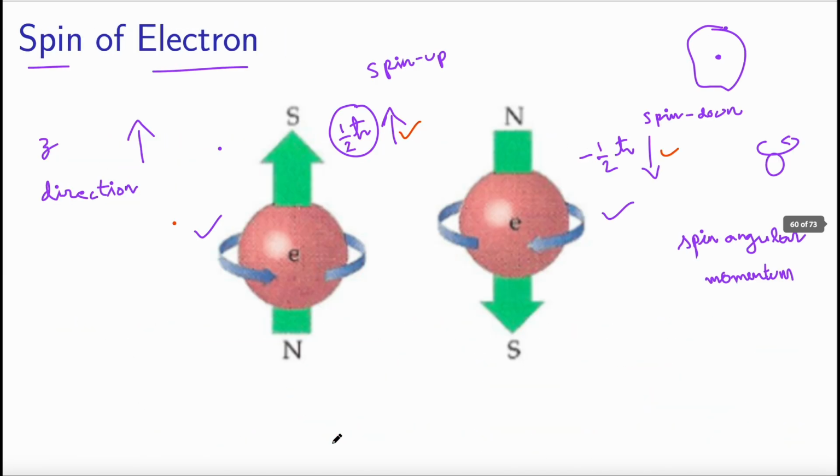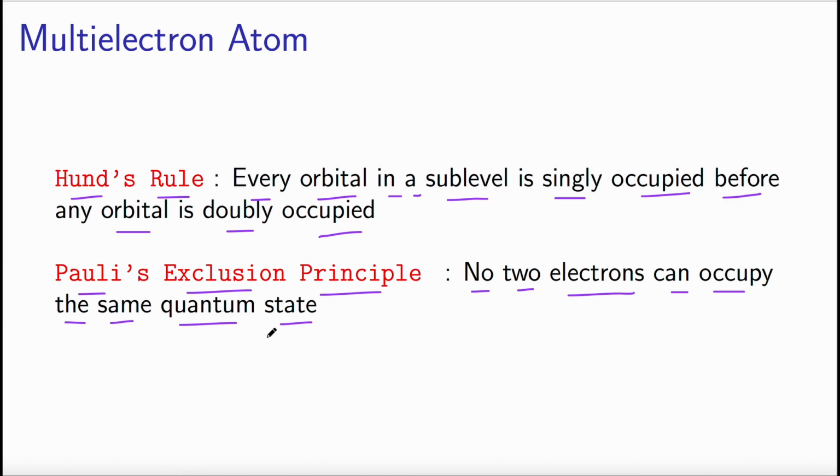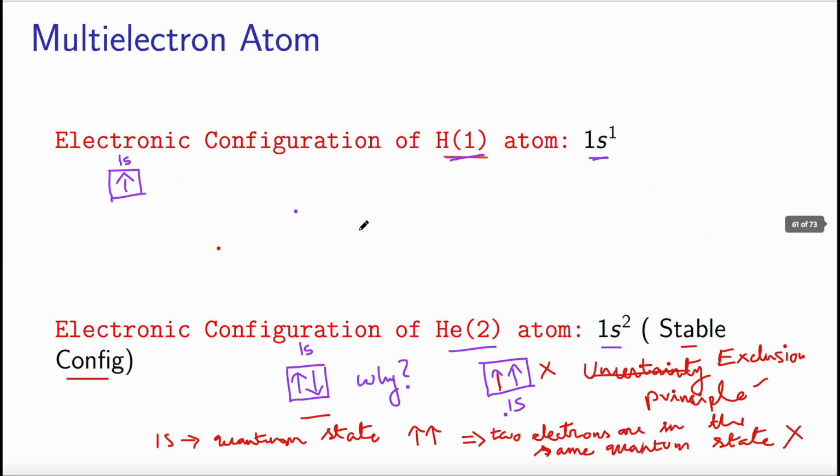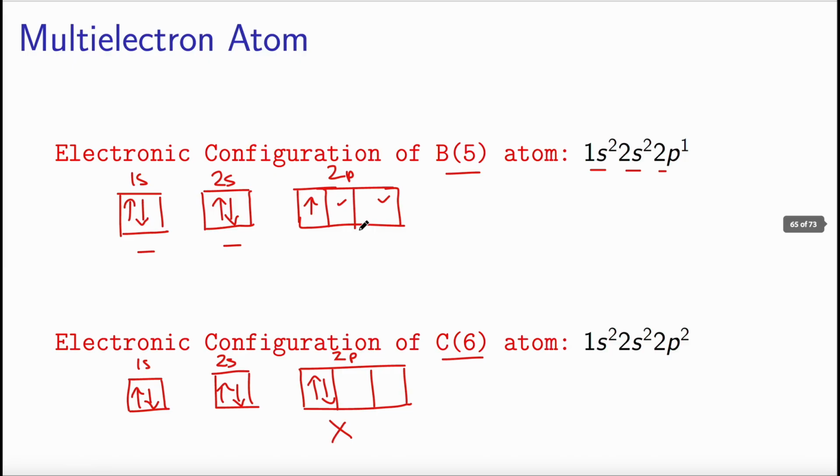Let's go to Hund's rule now. Hund's rule says every orbital in a sublevel is singly occupied before any orbital is doubly occupied. So it has to be singly occupied before it is doubly occupied. So this is not correct. The correct one will be like this.